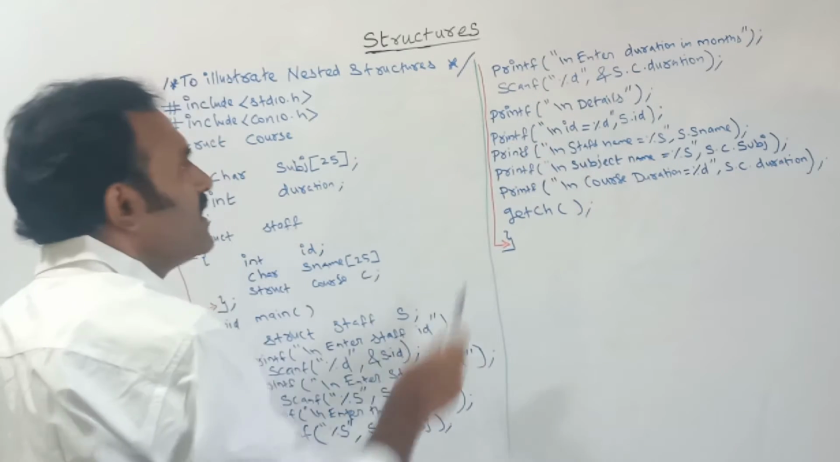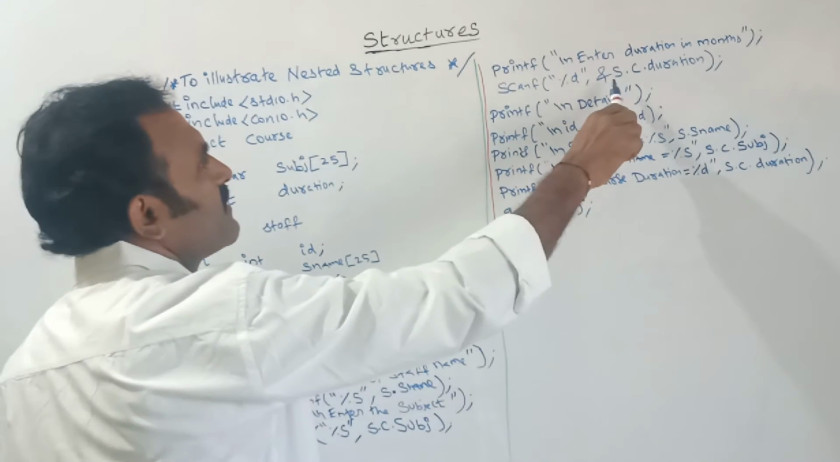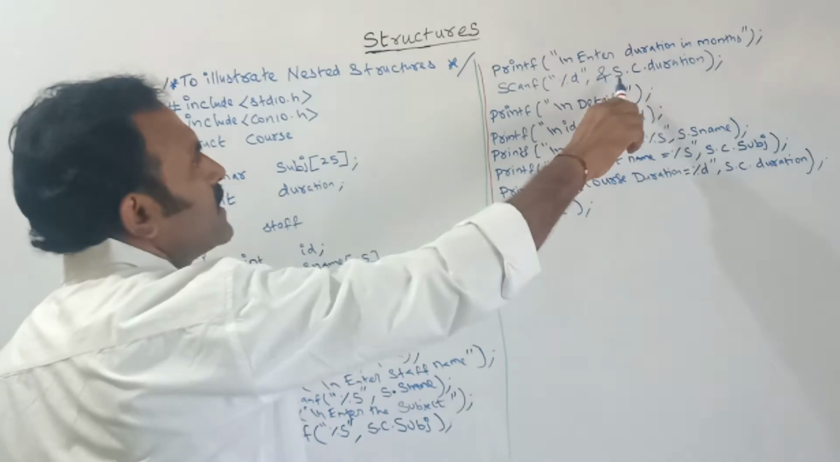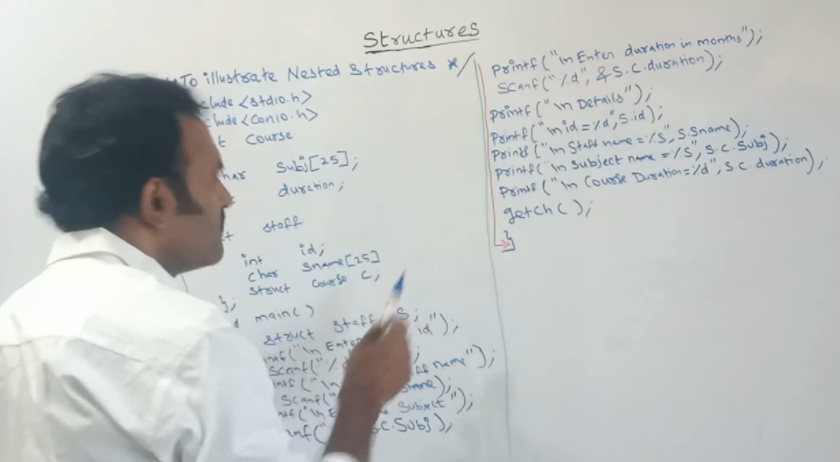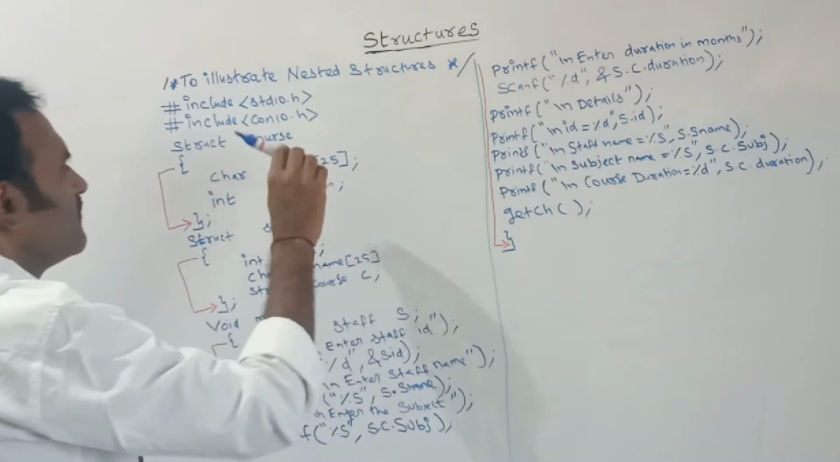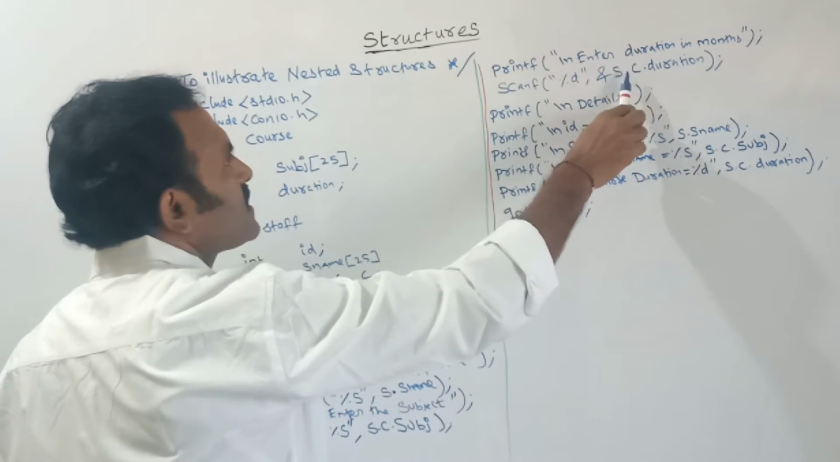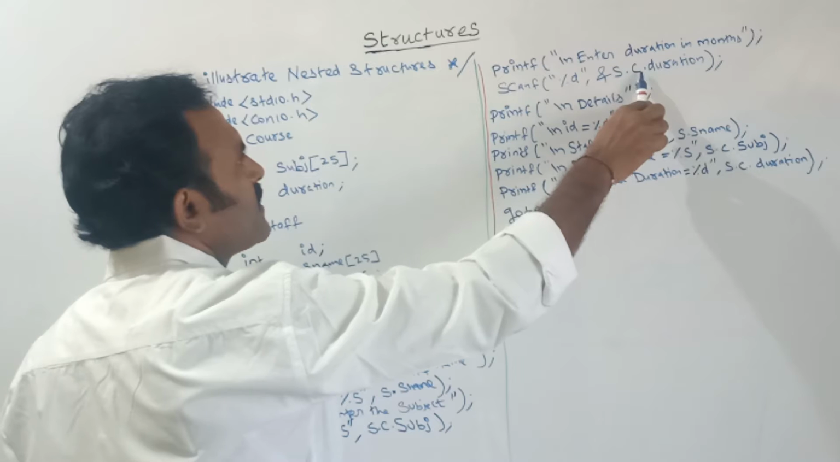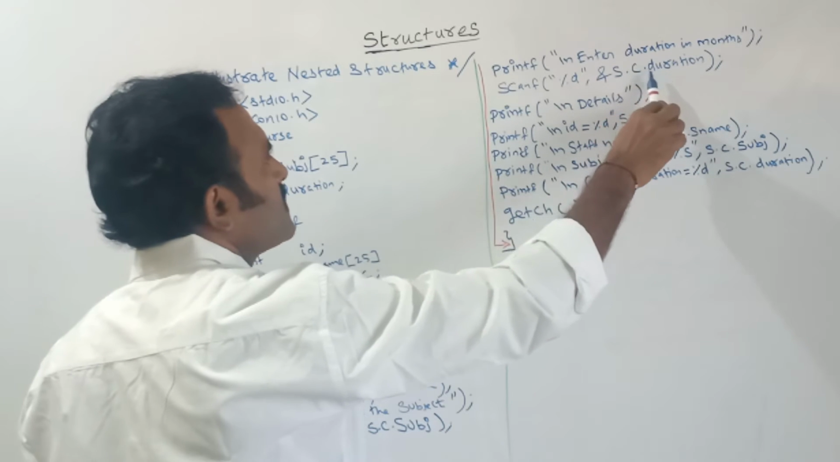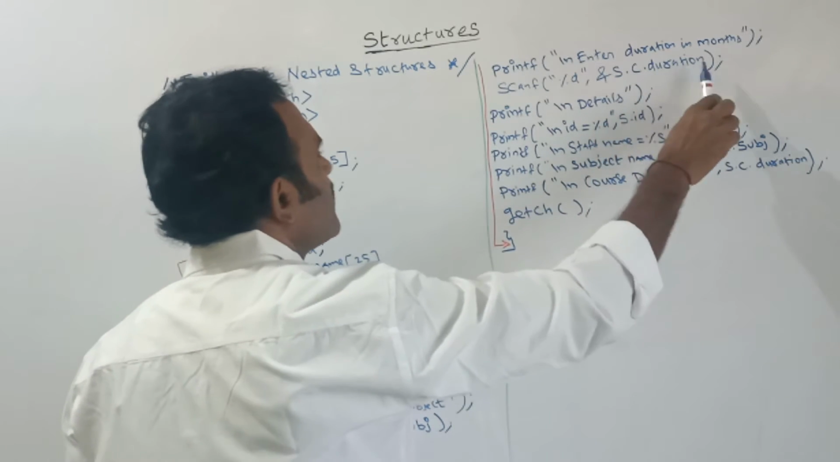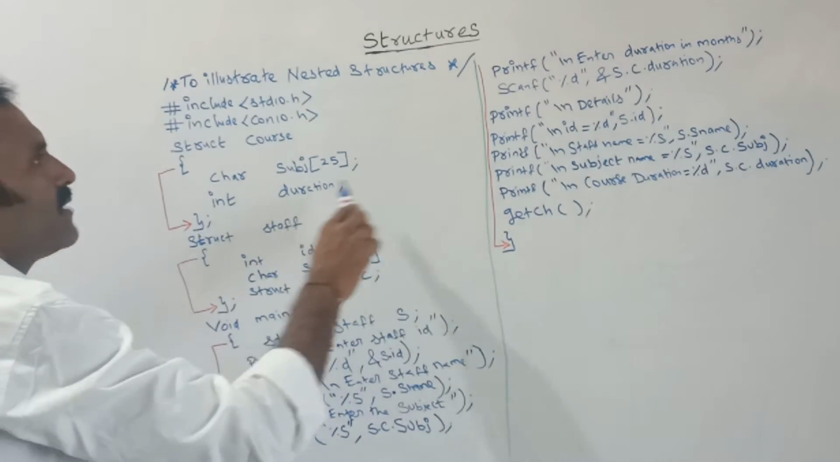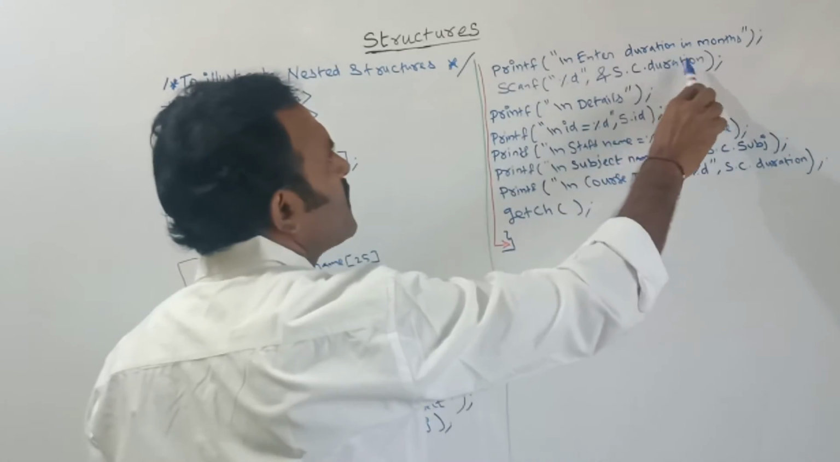Next, in the same way, as it is an integer data type, here use the address operator, that is ampersand, ampersand of S. This duration is in the inner structure. So the first structure variable name is S, the second structure variable name is C. Inside that second structure, the structure member duration is there. I am telling it to store the value for that duration.